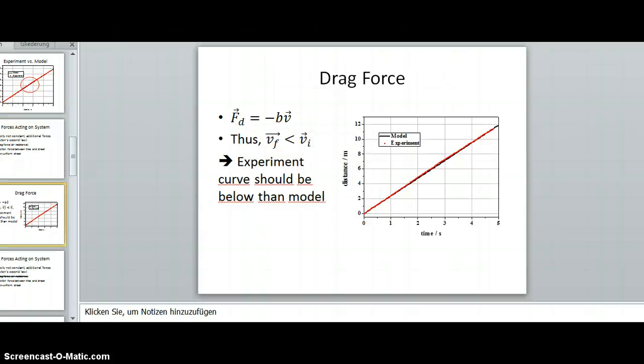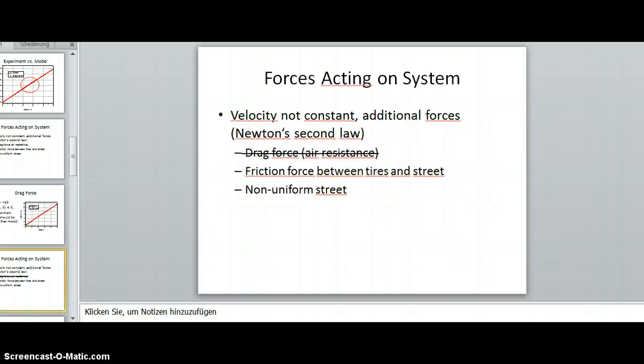First, the drag force, which is equal to the velocity times a constant b, and the force goes in the opposite direction than the velocity. If we take into account the equation for Newton's second law, we see that the final velocity is lower than the initial velocity, and therefore the experimental curve should be below the model curve. This is not the case, and therefore we can exclude drag forces.